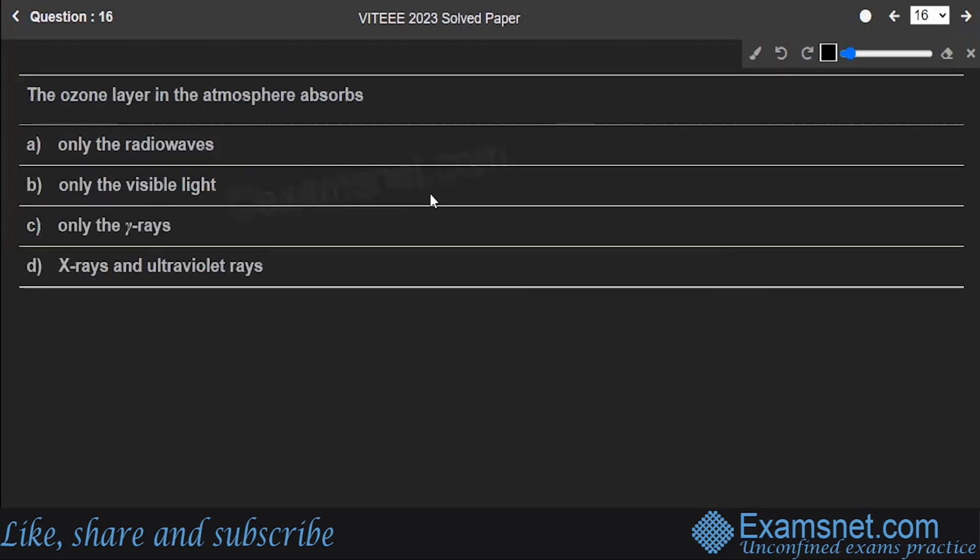Hope you understood. Next is question number 16. The ozone layer in the atmosphere absorbs only the radio waves, only the visible light, only the gamma rays, or X-rays and the ultraviolet rays. It is X-rays and the ultraviolet rays. Ozone layer, it absorbs your ultraviolet and the X-rays. Option D stands to be the correct answer to the question.